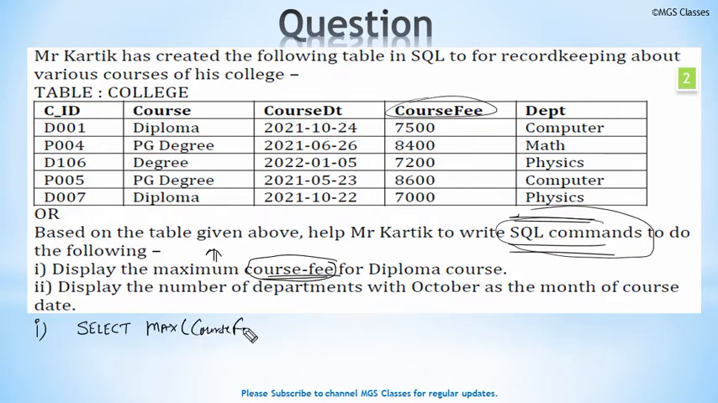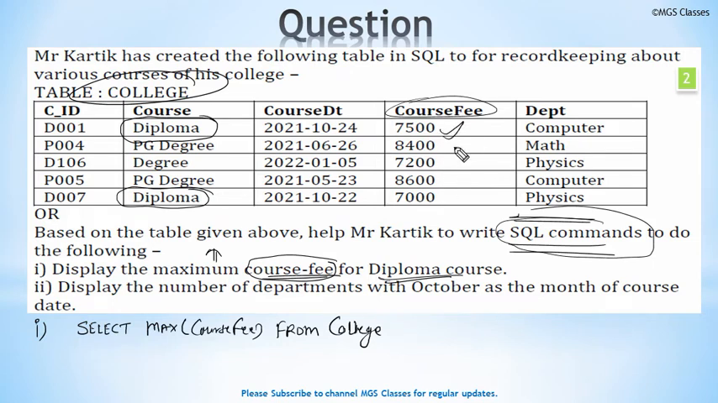So you will write the course fee, and from which table? From which table are we interested? In this table, college. So we will write college here. Now another important thing that is asked here is you need to display the maximum course fee only for those courses whose course name is diploma. So he is interested in the diploma courses' maximum fee only.